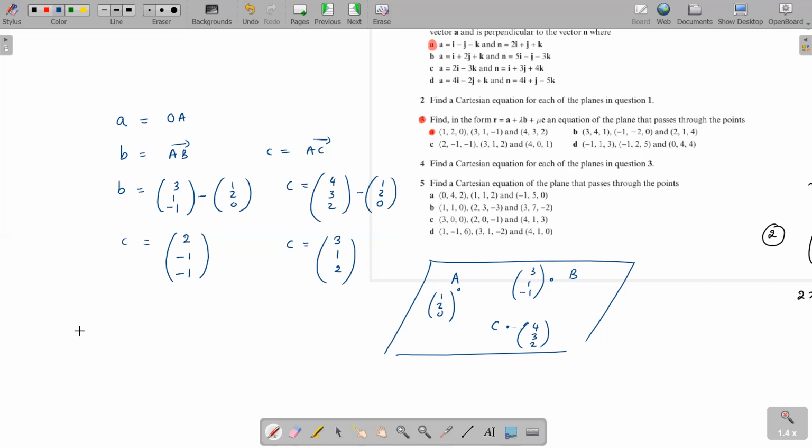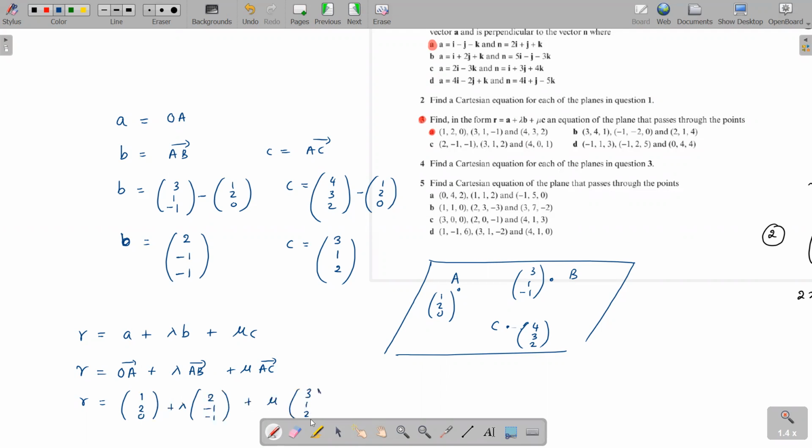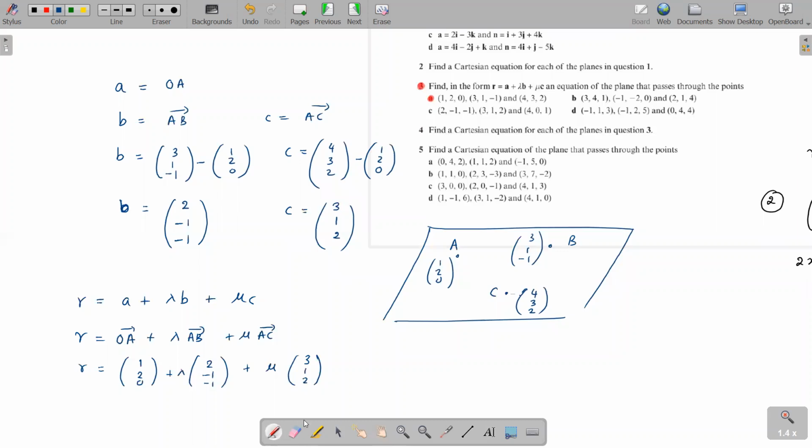Now all I need to do is to input into the equation. R equals A plus lambda B plus mu C. Or you could write here R equals OA plus lambda times the AB vector plus mu times the AC vector, so that you know exactly what you are working with. So OA is 1, 2, 0. Lambda times the AB vector was 2, minus 1, minus 1. Mu times the AC vector was 3, 1, 2. Okay, so this is a possible vector equation of your plane.